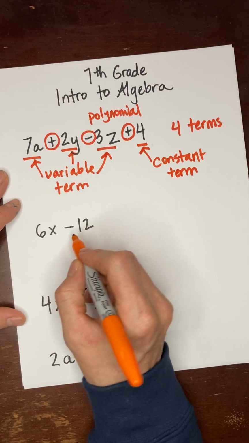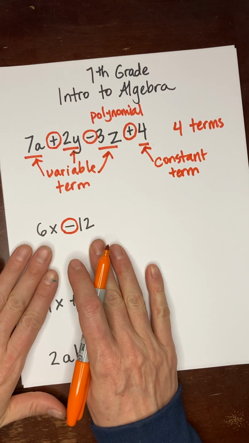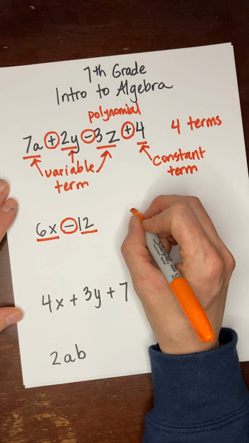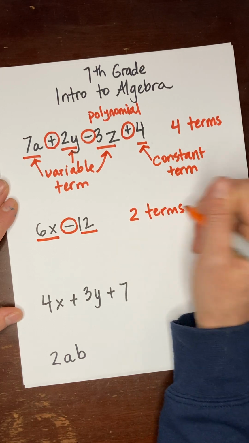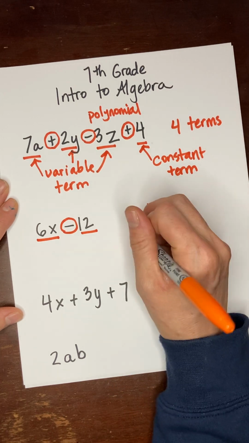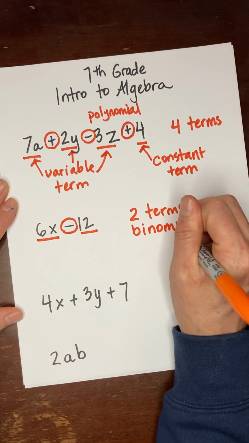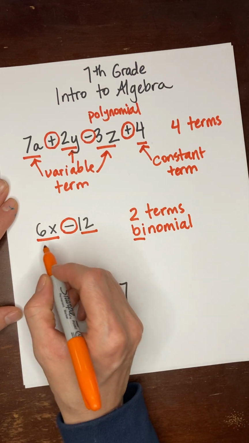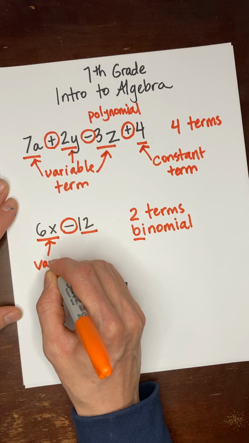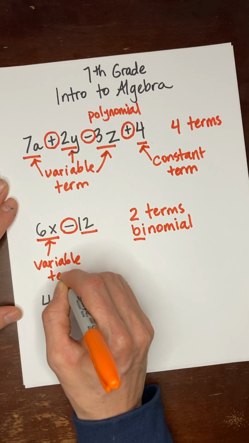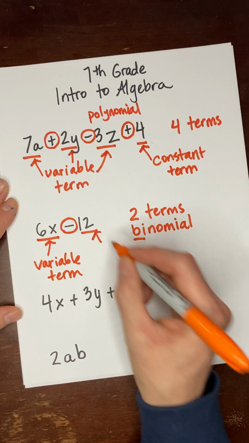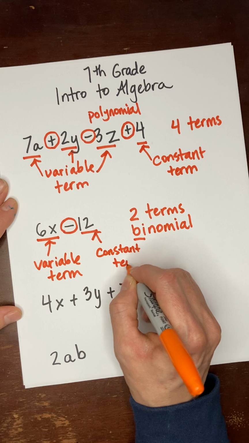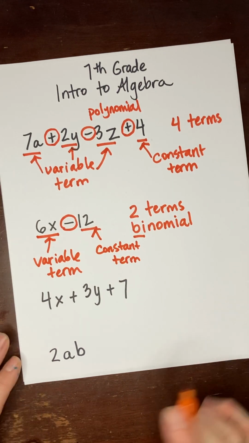Let's look at the second one. I'm going to circle the subtraction sign so we can more clearly see our terms. So 6x is a term and 12 is a term. So this polynomial has 2 terms. A polynomial with 2 terms is called a binomial because bi means 2. So a binomial. Now this here is my variable term. Okay, this here, 12 is my constant. So this term right here is called my constant term.